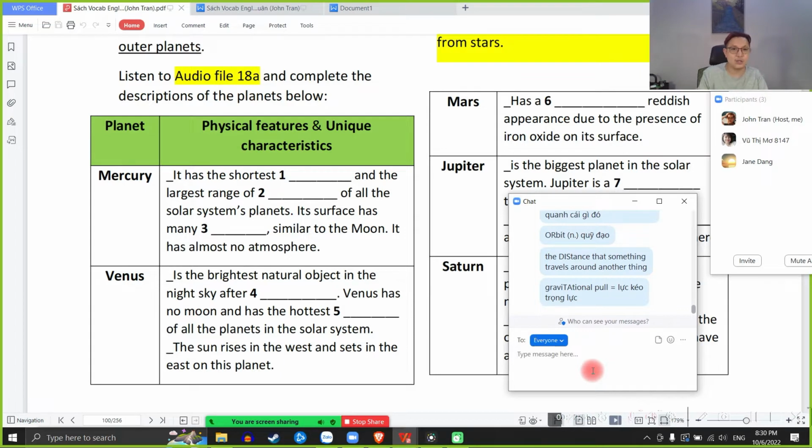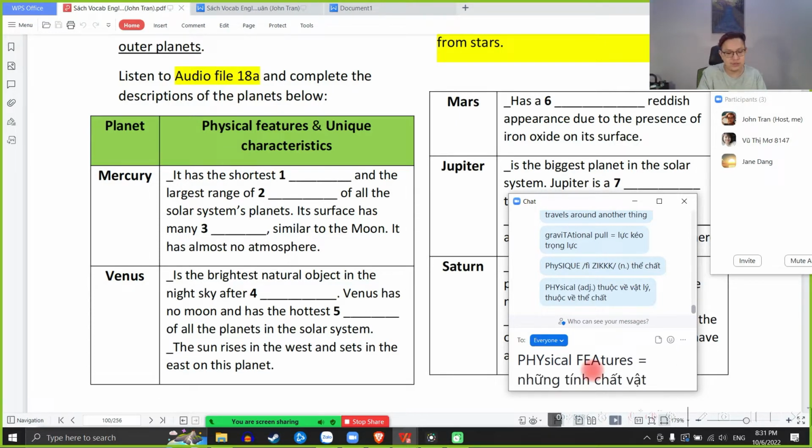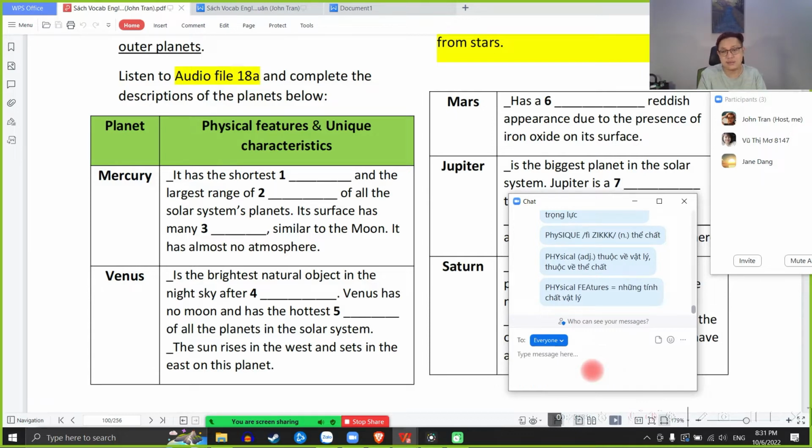So we have physical feature. You remember what the word physique? Do you? Các bạn nhớ cái chữ physique không? Yes. Thể chất á. Physique. Một cái từ mượn tiếng Pháp. Thể chất, thể lực, physique. So basically the adjective is physical, thuộc về vật lý hoặc là thuộc về thể chất. So we have the word physical feature here. What does it mean? Những tính chất vật lý, physical features, and unique characteristic.